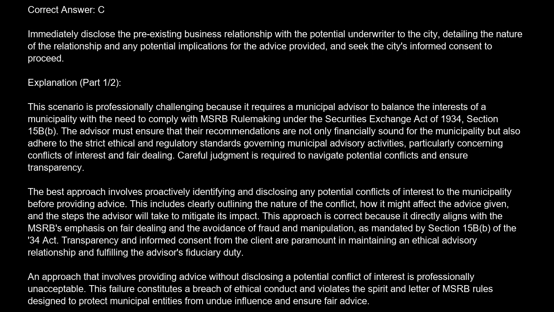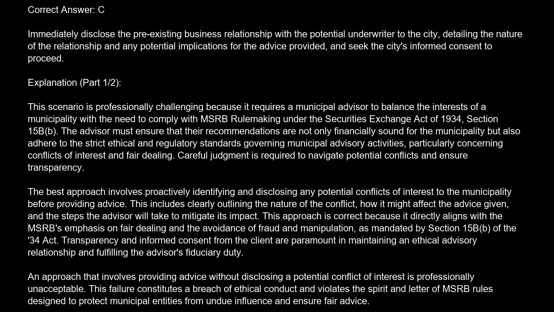Explanation. This scenario is professionally challenging because it requires a municipal advisor to balance the interests of a municipality with the need to comply with MSRB rulemaking under the Securities Exchange Act of 1934, Section 15B. The advisor must ensure that their recommendations are not only financially sound for the municipality, but also adhere to the strict ethical and regulatory standards governing municipal advisory activities, particularly concerning conflicts of interest and fair dealing. Careful judgment is required to navigate potential conflicts and ensure transparency.